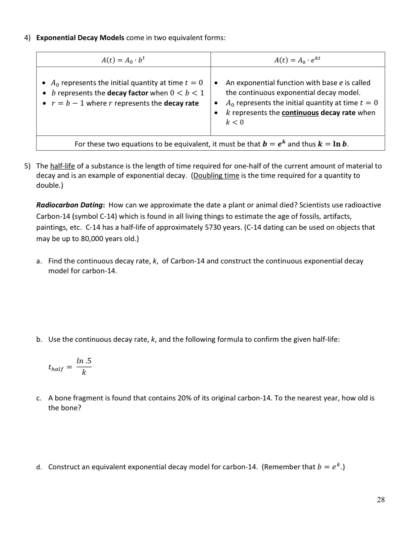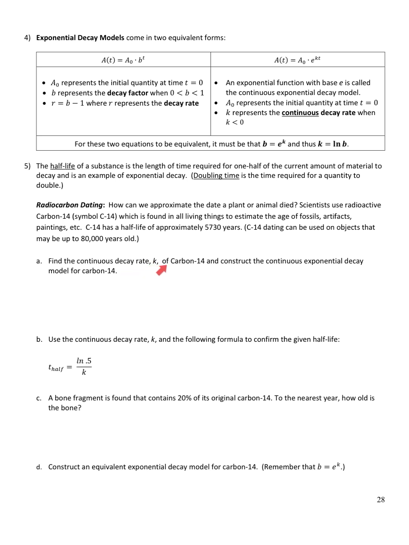So an example of exponential decay is half-life. Okay, so the half-life of a substance is the length of time required for 1/2 of the current amount of the material to decay, and is an example of exponential decay. Radiocarbon dating is an example of this. So how can we approximate the date a plant or an animal died? Scientists use radioactive carbon-14, which is found in all living things, to estimate the age of fossils, artifacts, paintings, etc. So C14 has a half-life of approximately 5,730 years. That means that whatever amount of C14 you start with, you'll have half of it after 5,730 years, and then it will halve again in another 5,730 years. So carbon-14 dating can be used on objects that may be up to 80,000 years old.